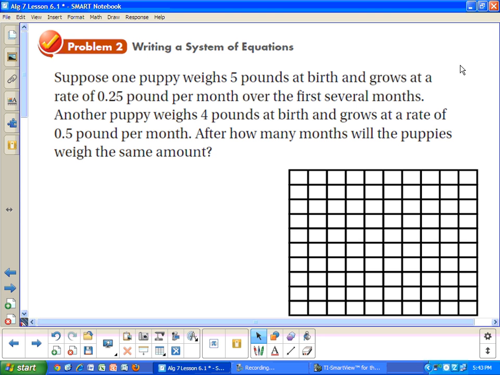All right, this is part 2 of lesson 6.1. So here we're going to write a system of equations to represent a problem, and then we're going to use a graph to try and locate the solution to the system of equations. So we have two things going on here.